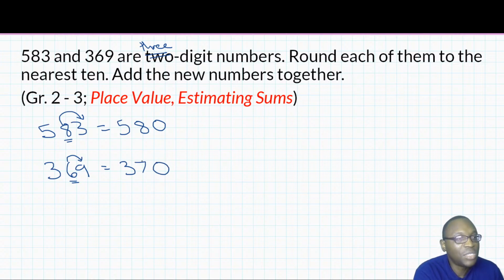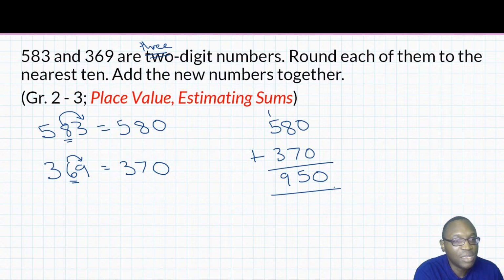So now we have our two numbers, and then we're going to add them together. 580 plus 370, and we add this together. 0. 8 plus 7, we have 15, so we write 5, and we bring 1 up here. 1 plus 5, 6 plus 3, we have 9. So 950 is your answer, and that is correct.